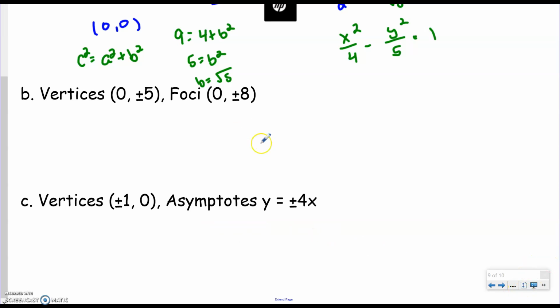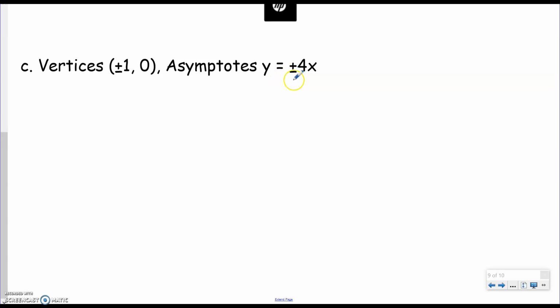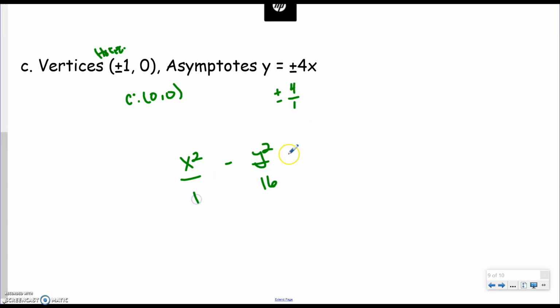C is very similar. We're given our vertices and our asymptotes. So remember, our asymptotes are going to be the denominator of our y divided by the denominator of our x, but we have to square both of those. Because I have +1, -1, that means my center has to be at 0, 0. So when I plug this in, it's my x, so this has to be horizontal. So I have x squared, and I have a minus y squared. And then under my y, I'm going to square that 4, which is 16. And under my x, I'm going to square the 1, which is 1. And I don't really need to write the 1 there. If you leave it, it's fine. But that's your final answer.